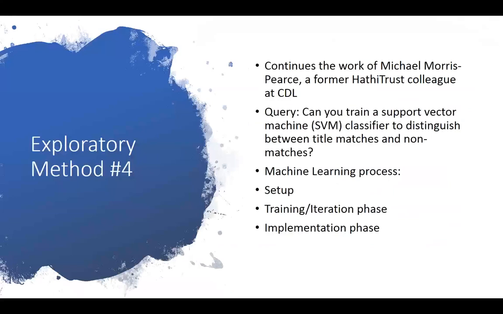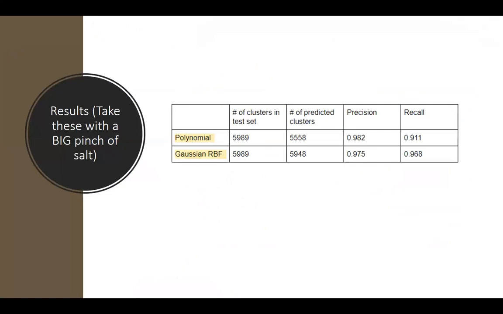So they moved on a little bit further and started looking towards machine learning. And they continued the work of Michael Norris Pierce, who's a former colleague of theirs, who I think is now at the California Digital Library. And they asked, can you train a support vector machine classifier to distinguish between title matches and non-matches? So they went through the standard machine learning process of doing a setup, training it against a sample data set, and then implementing it against a larger data set. And what they didn't do, because as anyone who's done machine learning will know, this is hugely computationally expensive, they didn't run this against all the records they had. This is very much an experimental test phase, which they ran against a small sample. And these are the results.